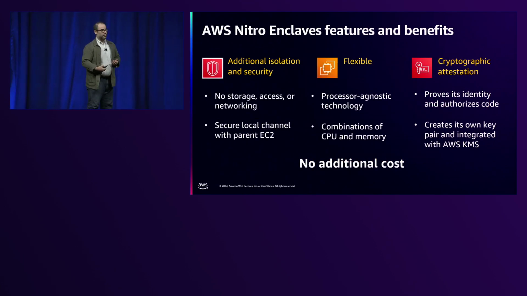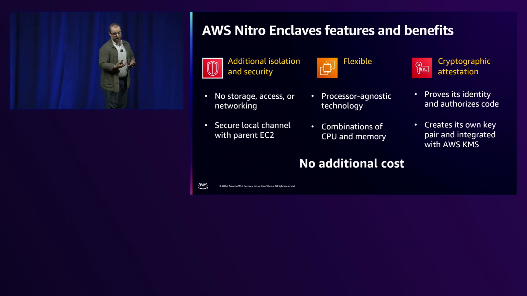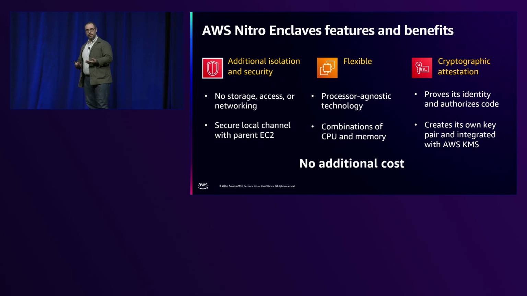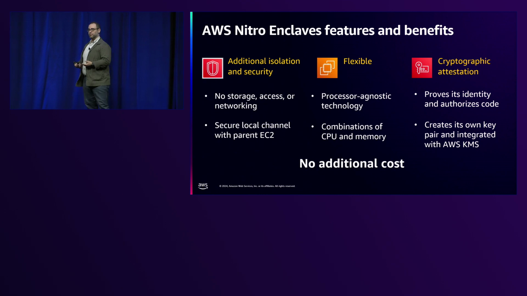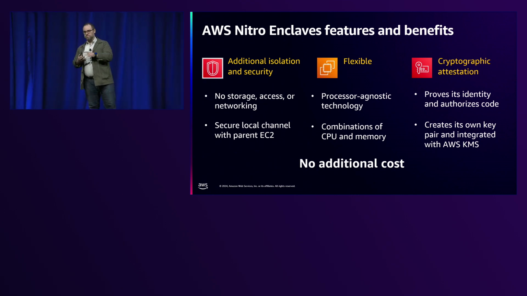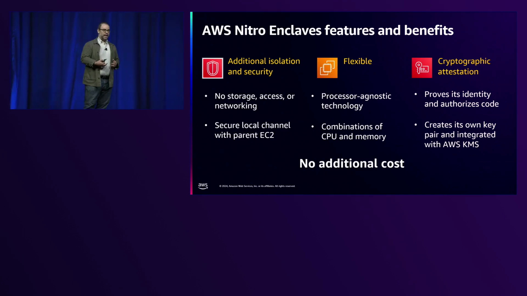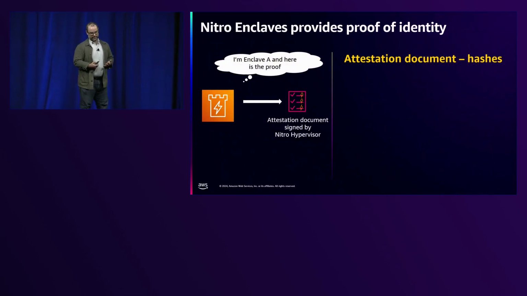Nitro Enclaves provide this additional isolation and security by default, right? They provide no storage. By default, they provide no remote access capability, and they provide no direct IP-based networking connectivity. Their only real communication path with the outside world is a secure local channel back to the EC2 instance that created them. You can think of this as basically a virtual serial cable.